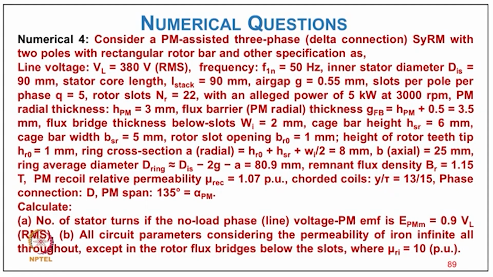1.07, and chorded coils y upon tau equal to 13/15, and phase connection delta, and PM span 135 degrees, that is lambda PM. Now coming to the solution, calculate the number of stator turns if the no load phase line voltage PM EMF is 0.9 VL RMS, and for all circuit parameters consider the permeability of iron finite and all throughout except the rotor bridges below the slots, where mu RB equal to 10 per minute.